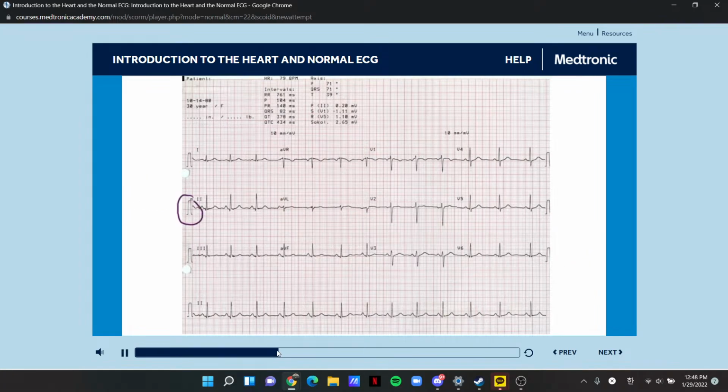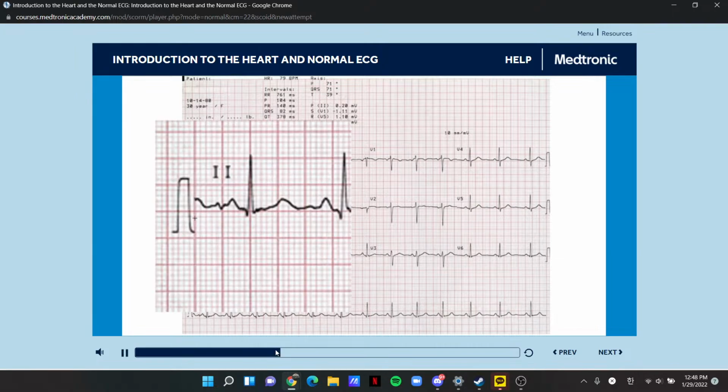On the right-hand side, you'll see something called a standardization pulse. If we zoom in on one of these pulses, we should be able to measure the size of the standardization pulse as being 10 millimeters. This tells us that the machine is indeed set for the standard amplitude display.